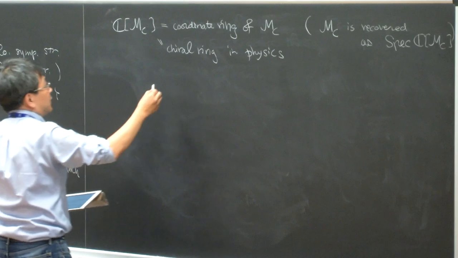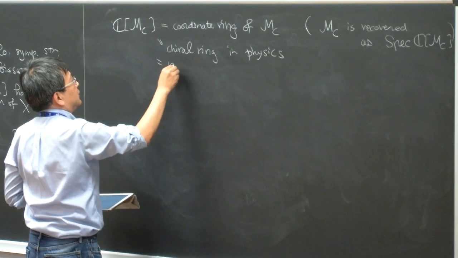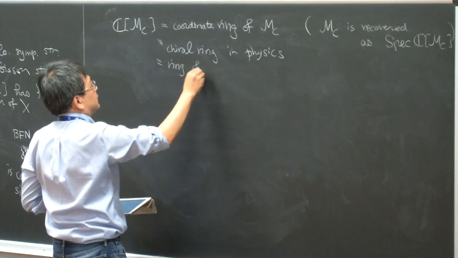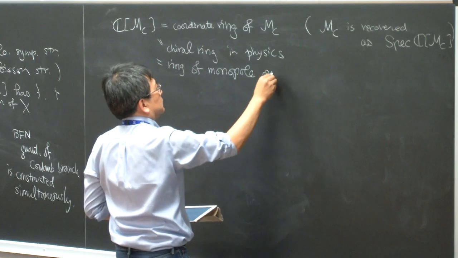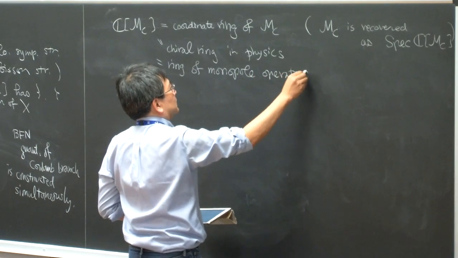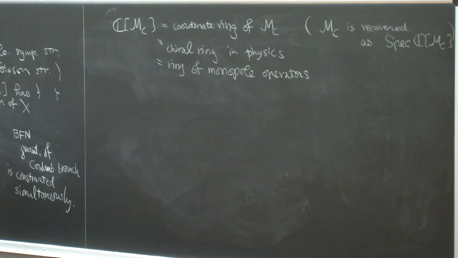Or sometimes it is called the ring of monopole operators. So the element of this ring is called a monopole operator. So this is an operator acting on the Hilbert space in quantum field theory.